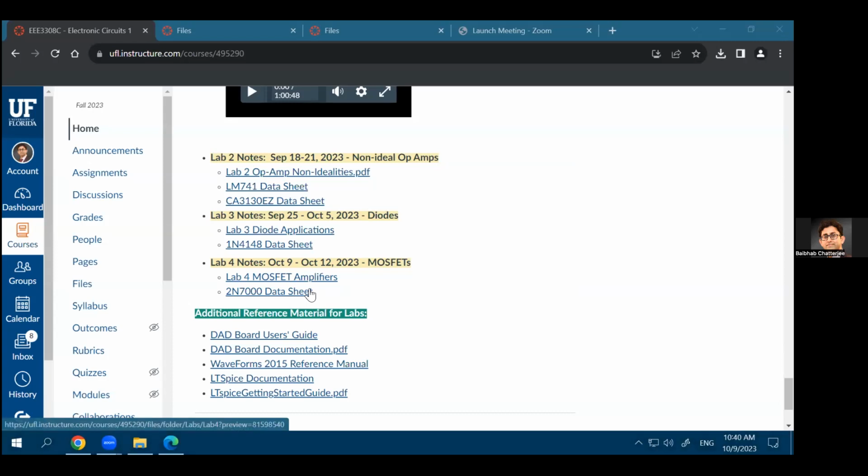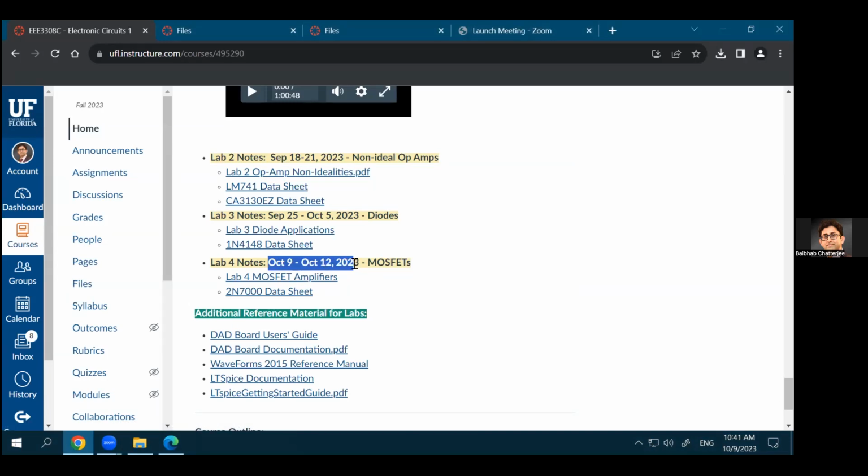So first of all, one announcement regarding lab number 4. Because we are still discussing MOSFETs and we haven't covered MOSFETs in a lot of detail yet in the class, we are going to have lab 4 over 2 weeks. So even though in your Canvas you'll see lab 4 is scheduled from October 9th to October 12th, we're going to have it from October 9th to October 19th. So that is next week.